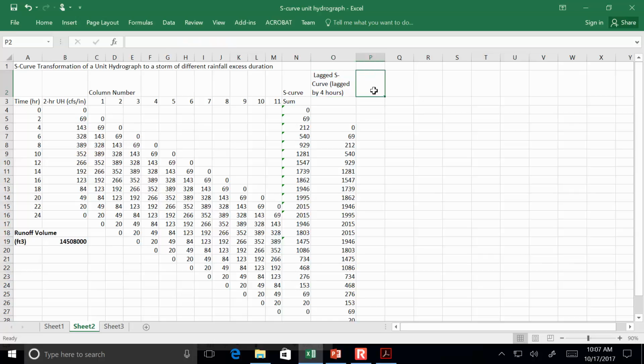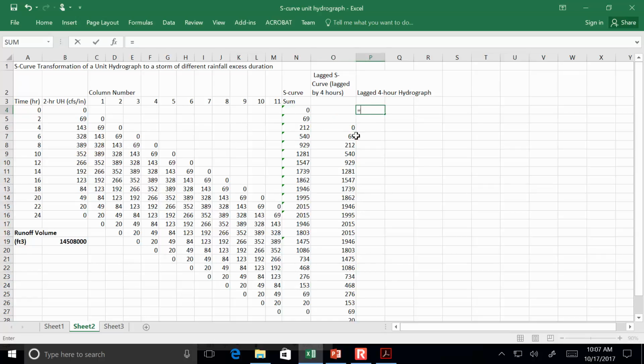And then the lagged 4-hour hydrograph. Now we're just moving it up to the right time by subtracting the two.